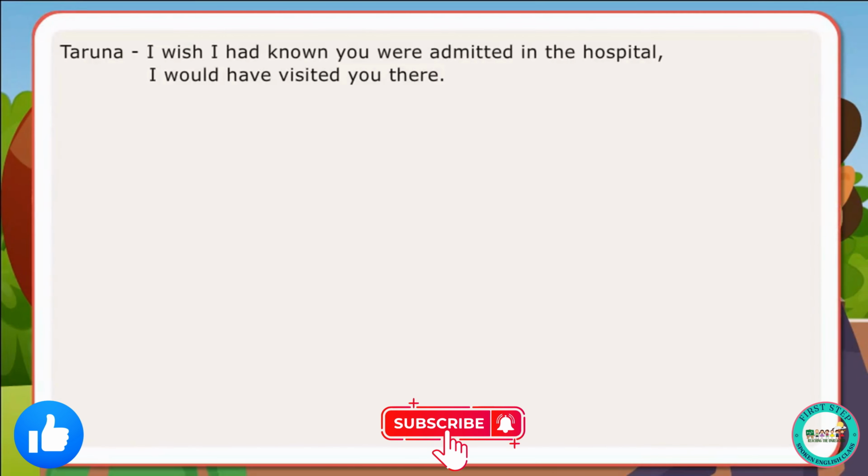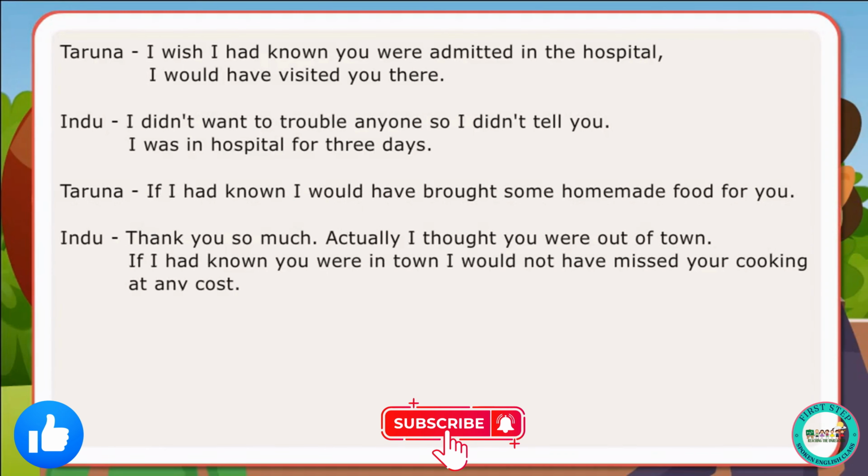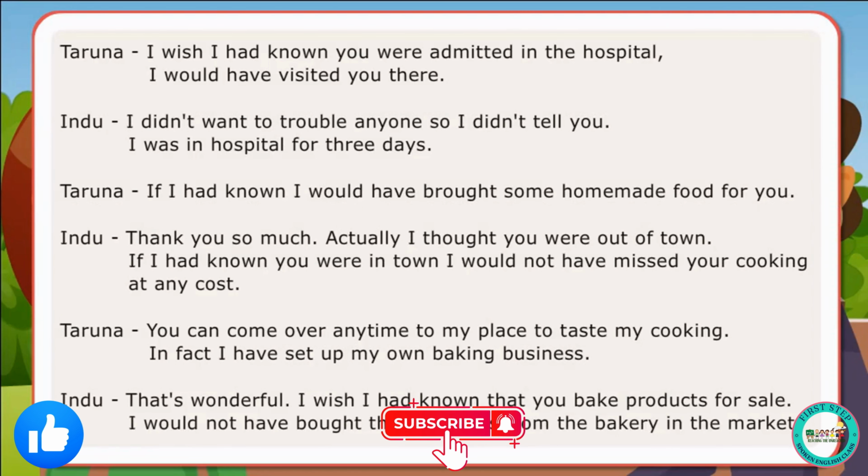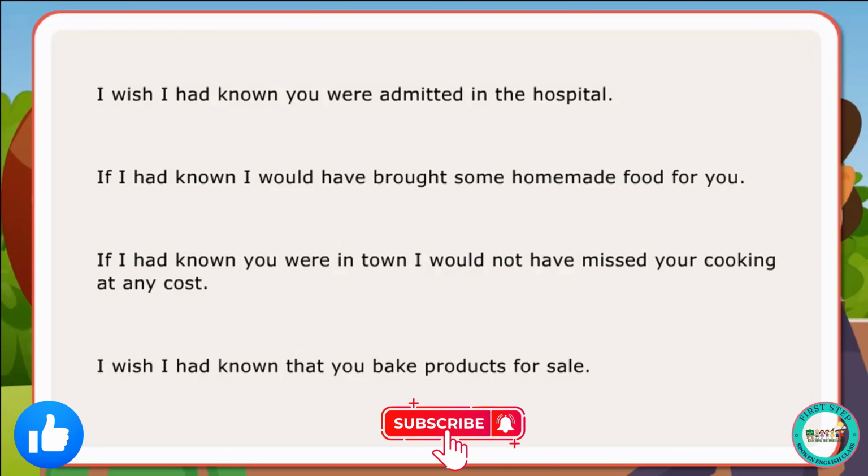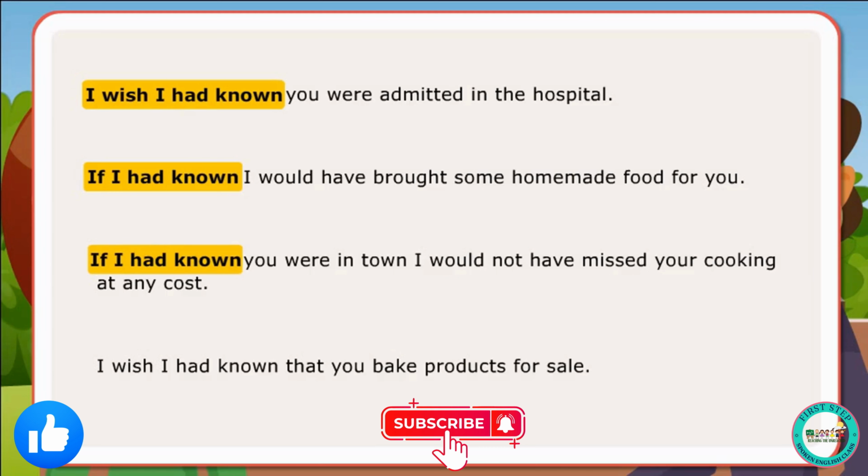In the dialogues, the girls have used "if I had known" and "I wish I had known" to express a wish and a condition in the past. Here are examples of sentences with "if I had known" and "I wish I had known." I wish I had known you were admitted in the hospital. If I had known, I would have brought some homemade food for you. If I had known you were in town, I would not have missed your cooking at any cost. I wish I had known that you bake products for sale.